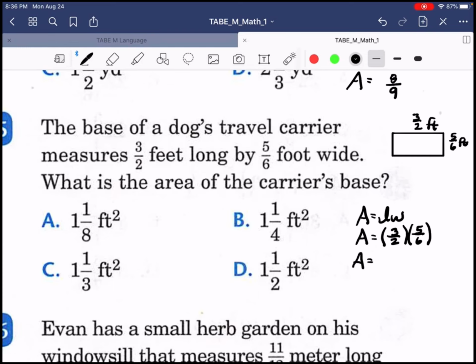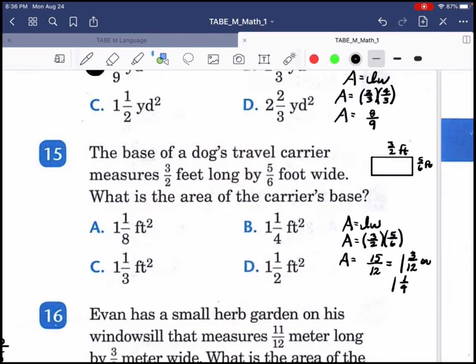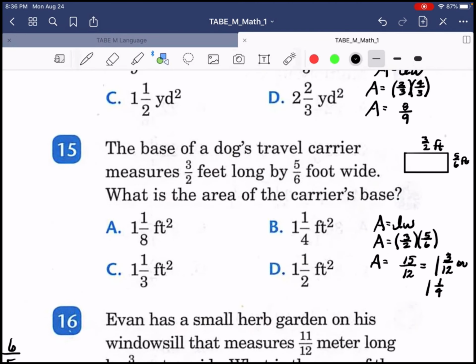So this is going to be 15 over 12. That's top heavy, so we need to divide. 1 with 3 left over, a 12 on the bottom, and it will simplify. 1 1/4 square feet. And that is answer B.